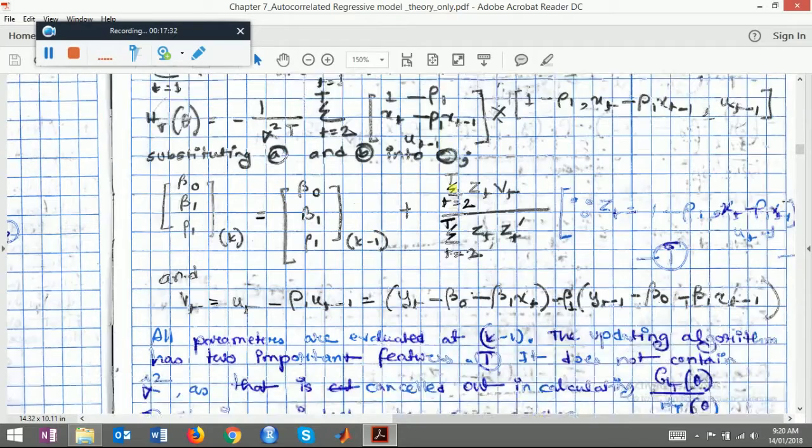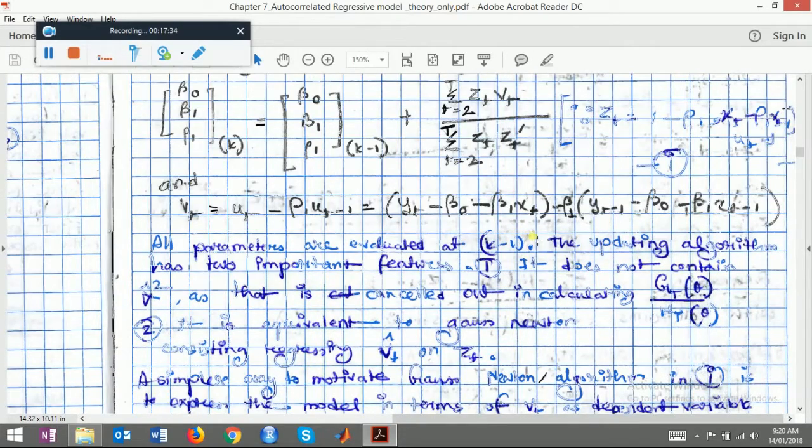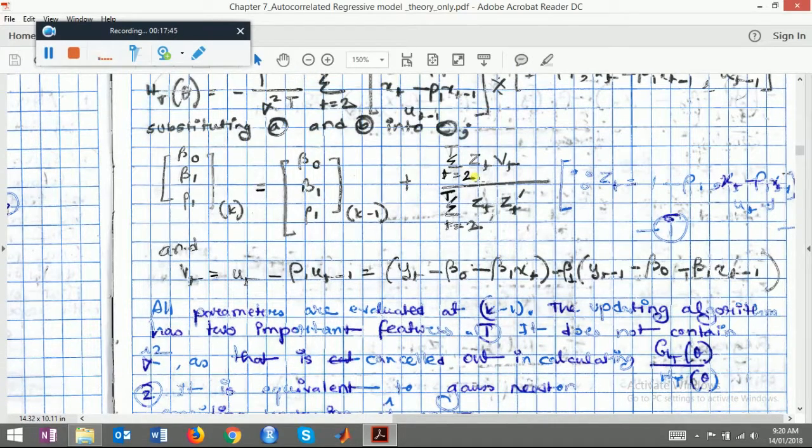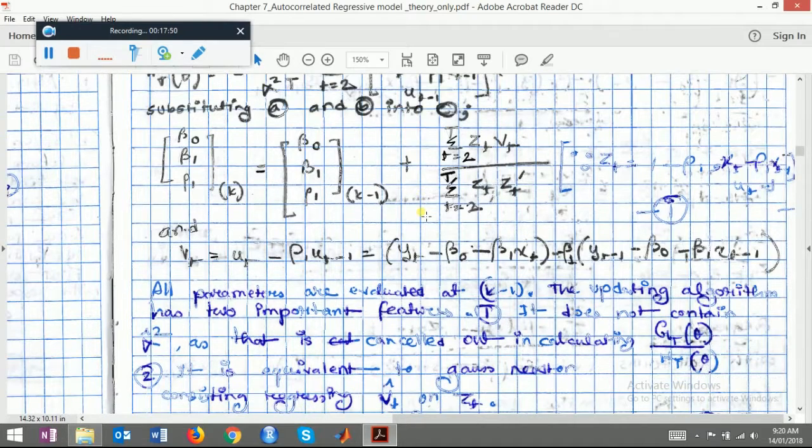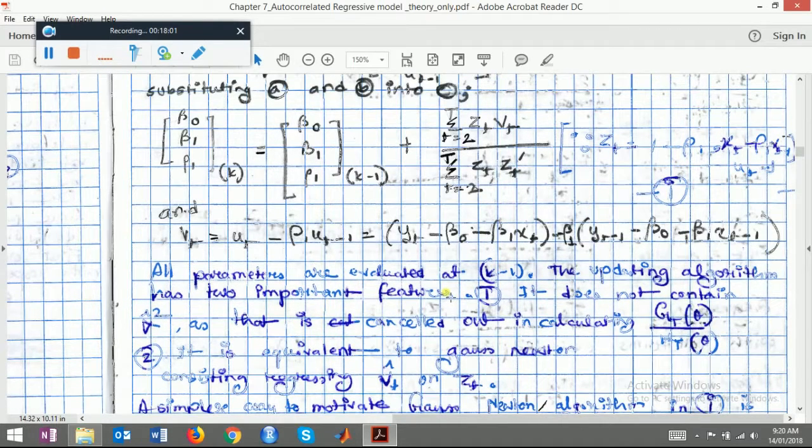That's all, very simple. So all parameters are evaluated at k minus 1, because k minus 1 is the initial parameter estimation that you are going to use for the updating scheme. Do not forget what the values of z's are, because they are absolutely essential, and this is exactly the same as the nonlinear regression model, where we put the z values in the functions and then we use them. The updating algorithm has two important features.